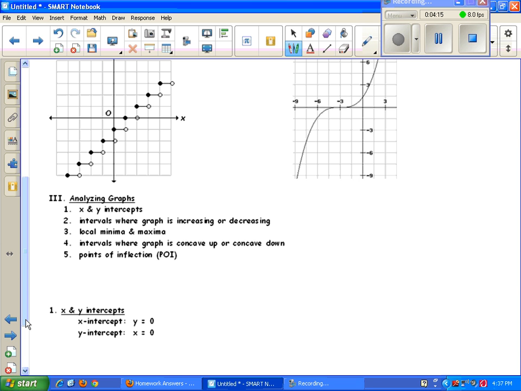So intercepts, hopefully you remember from Algebra 2. How do you find the x-intercept for something? You're plugging in 0 for y and then solving for x.